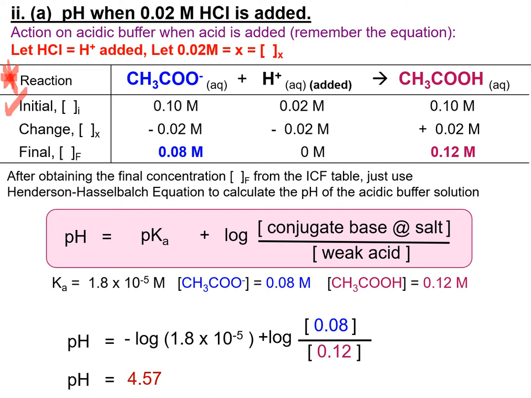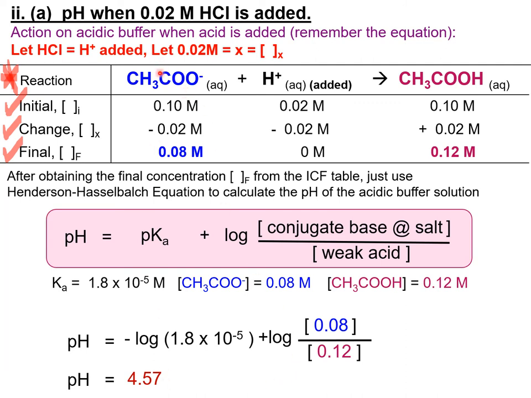So, you kena buat ICF table, bukan ICE tau. ICF. I stands for initial concentration. C stands for change concentration. F stands for final concentration. Okay? And then, okay, you masukkanlah nilai initial CH3COO minus. Berapa dia punya nilai dia? 0.1. How do you get this? You get this from the salt.